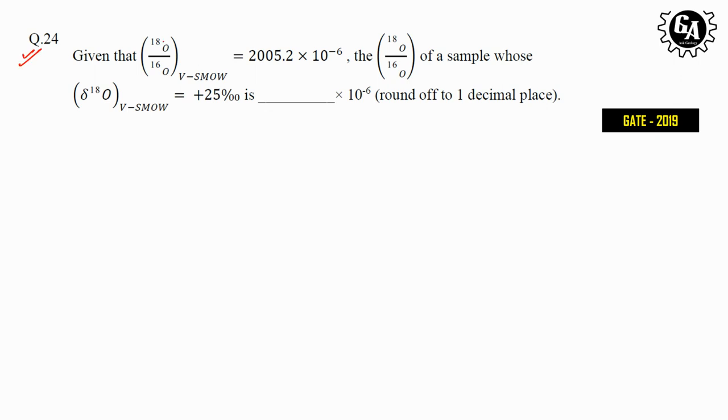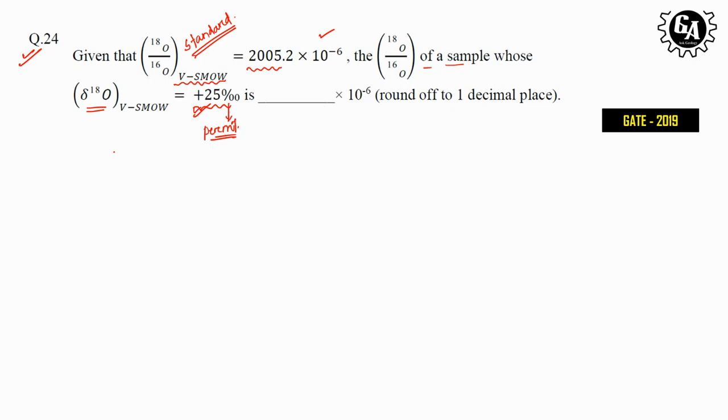It is given that the 18O by 16O of the standard, VSMOW, is 2005.2 into 10 to the power minus 6. The 18O by 16O of a sample, whose delta 18O VSMOW is given to be 25 per mil. This is not percentage, this is called per mil, meaning per million.